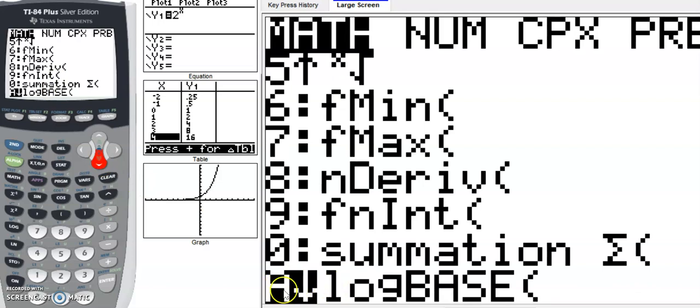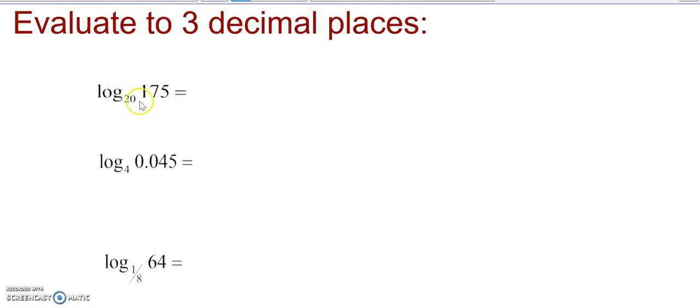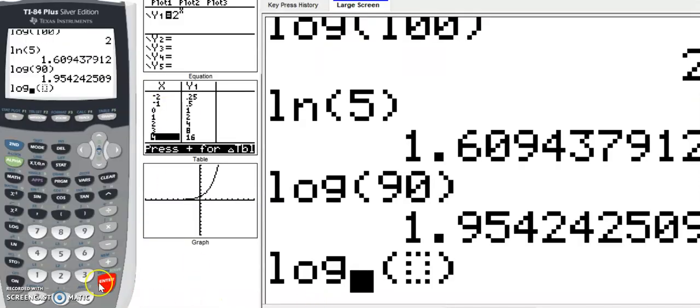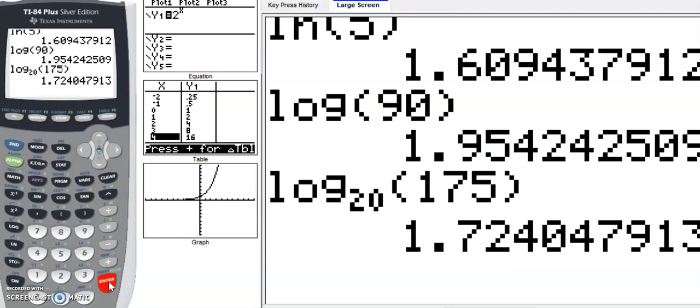then you see that the A choice is log base. So if I choose log base, then look at what the calculator does. It puts in this notation. So I can see, okay, I want log base 20 of 175. So I'm going to do 20, 175, and I hit enter, and I get 1.724.